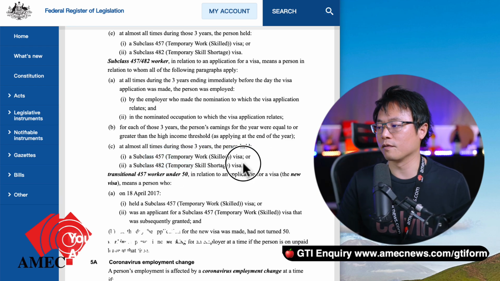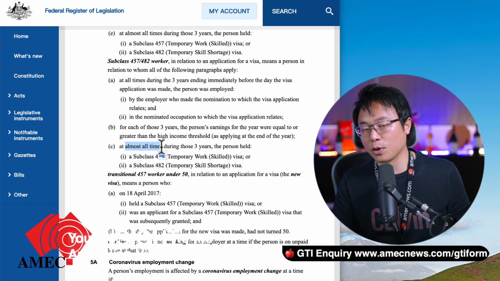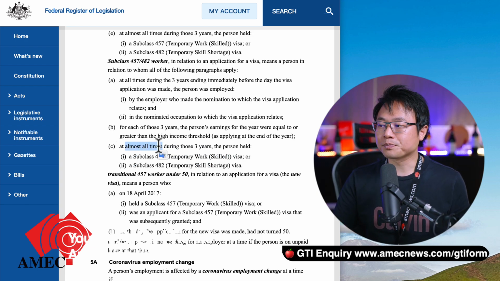At almost all times during those 3 years, the person held 457 or 482. That's pretty obvious. I'm not too sure why they said almost all times. Perhaps they are talking about when there is a delay going on, a visa delay, where there were 6 months holding a bridging visa, things like that. So okay, so what is the high income threshold?